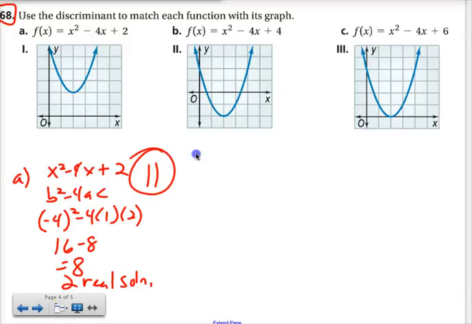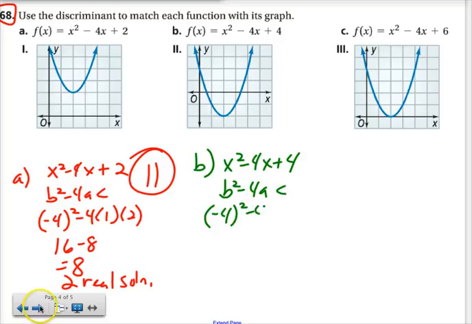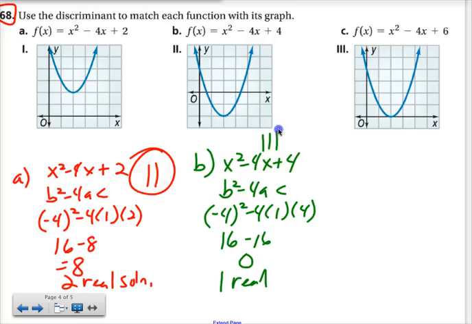Then I take a look at B. And b is x squared minus 4x plus 4. Again, it's already solved. We would just put a 0 over there to use this. And then b squared minus 4ac gives us negative 4 squared minus 4 times 1 times 4. Well, that's 16 minus 16, which is 0. And that is to tell us that we are going to have one real solution. So this is a bouncer. It has to bounce off the x-axis, and that is Roman numeral 3.